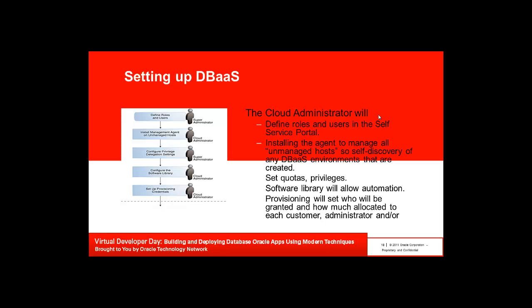You set quotas and privileges to ensure that no resource is overallocated, and software libraries will allow automation of the creation of Oracle homes. Provisioning will be set to define what is granted and how much is allocated to each customer, administrator, and/or user.